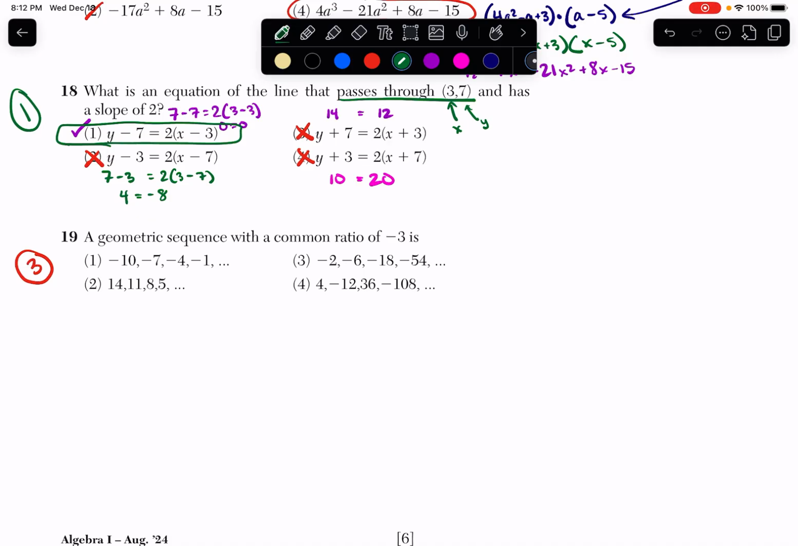Number 19 says a lot of vocab that we do not know. Geometric sequence with a common ratio of -3. Geometric sequences and sequences in general are kind of fun. If you're looking for an extension, I do have a self-taught packet that I will give you in January, if this is something you want to bring home and play around with yourself. But because all of the vocab is unfamiliar to us, then on this one, save it for the end, make an educated guess. So I'm not going to show you this one.